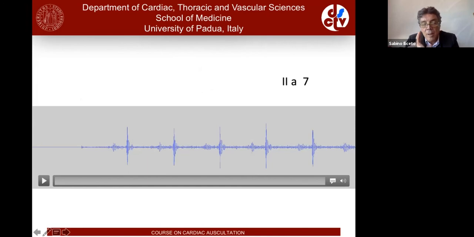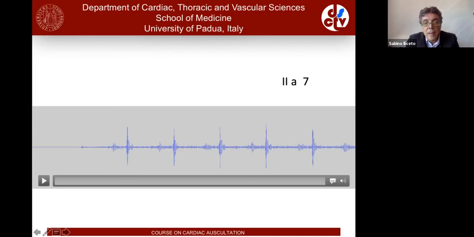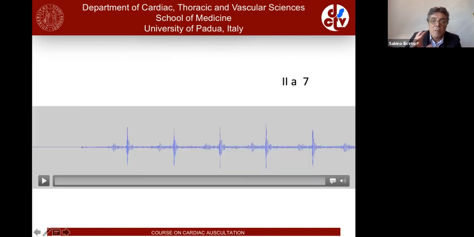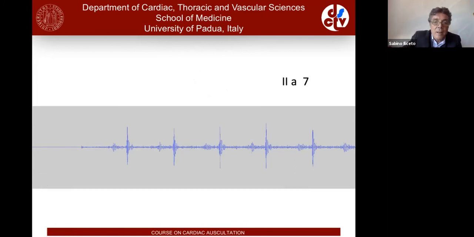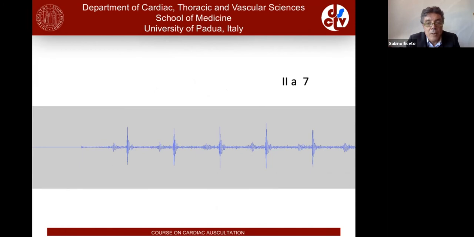And this also gives an answer to the colleague who was asking before how we can differentiate first and second sound in some situations. One good modality is to listen in this area first, because in this area, for the reason that I explained above, the first sound is poorly transmitted. And so we have a filtering that is the physical filter of the chest. We only hear the second sound. So listen to this increased intensity second sound in the pulmonic area.